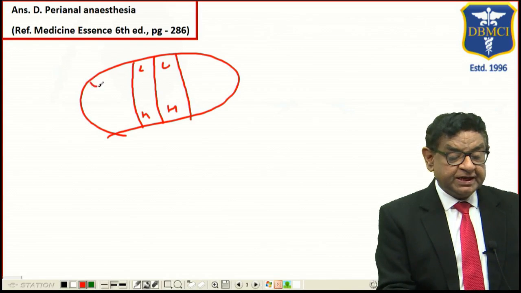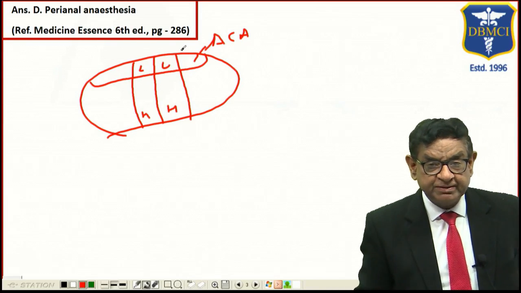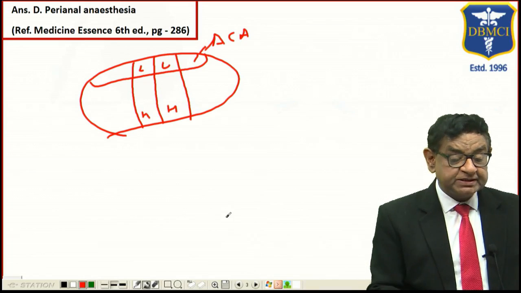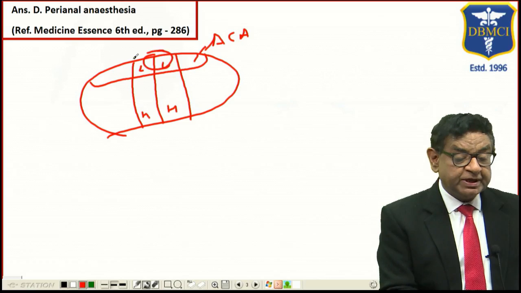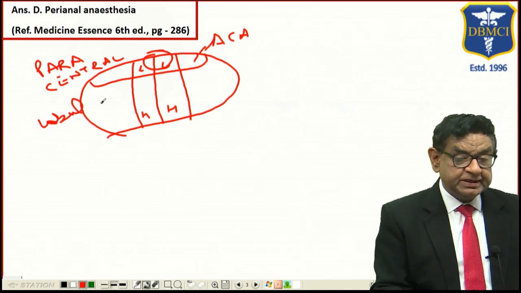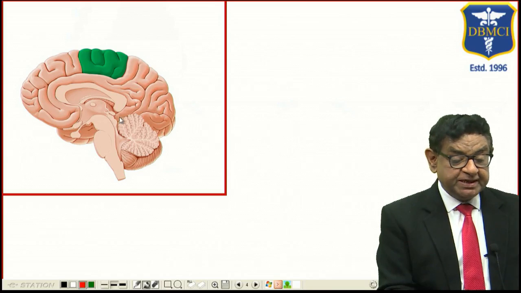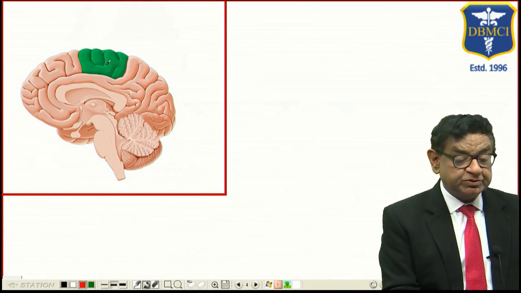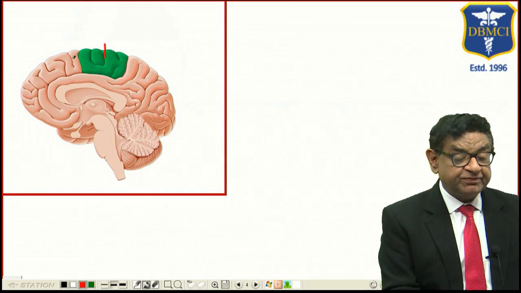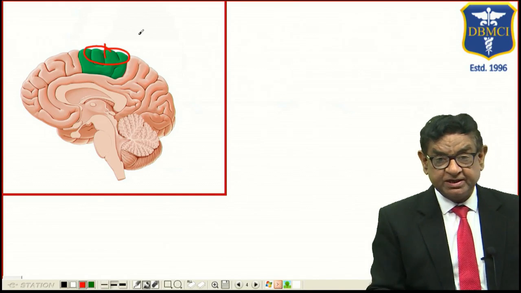And this area is supplied by the anterior cerebral artery. Now, this area extends on the medial side, and this particular part is known as the paracentral lobule. This is the lateral view, but it has more extension on the medial side. So in this picture of the medial side of the cerebral cortex, this is the central sulcus, and the part in front is the motor cortex, the part behind is the sensory cortex, and this is what we call the paracentral lobule.